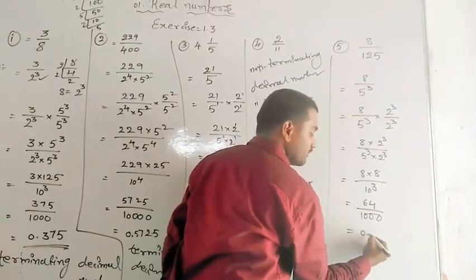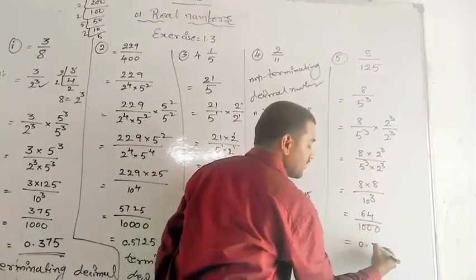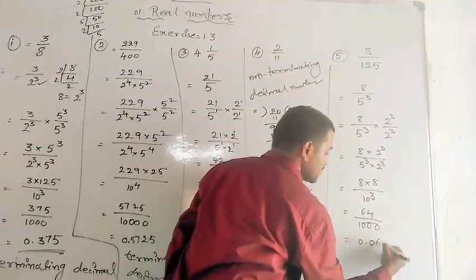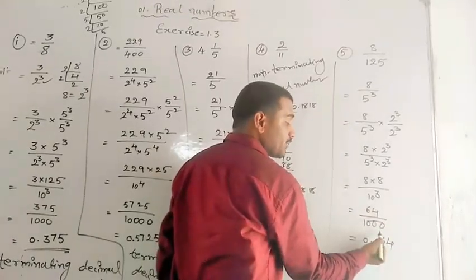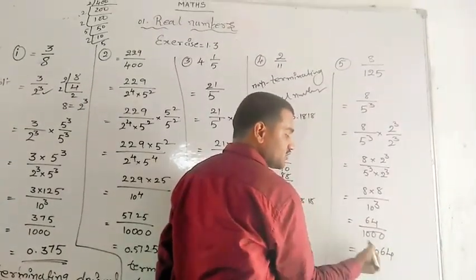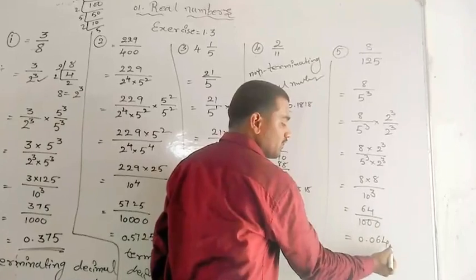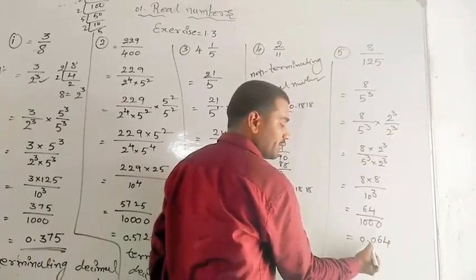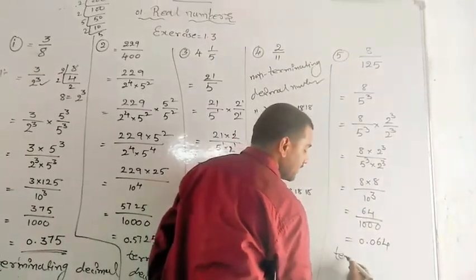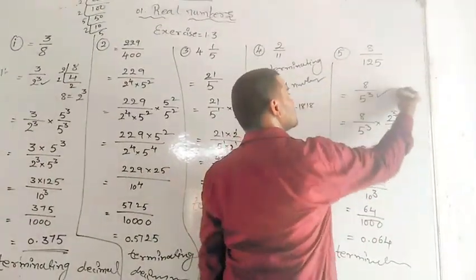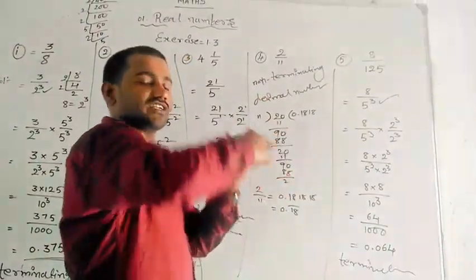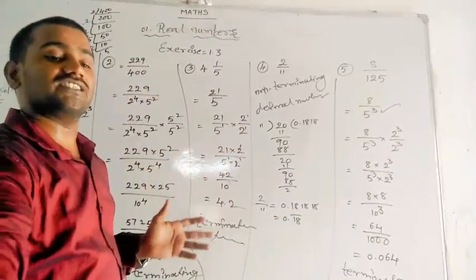Here is the decimal form: 0.064. So it is 3 decimal places. After 3 digits, we have to keep a decimal point. Only 2 digits are there, so one more digit you keep. Then this is a terminating decimal number. Why a terminating decimal number? The decimal expansion is of the form 5 to the power of m. So it is a terminating decimal number. So let's see the next bit now.